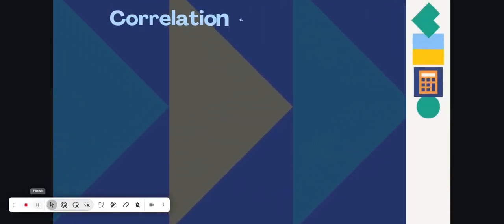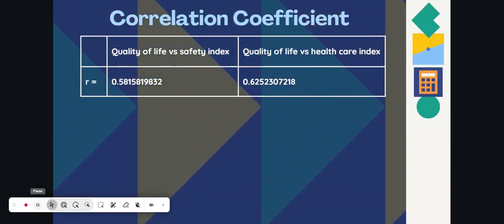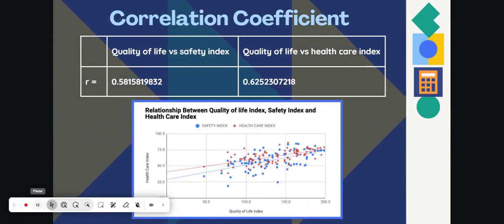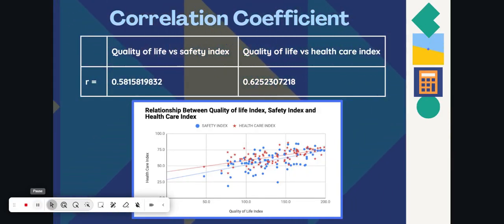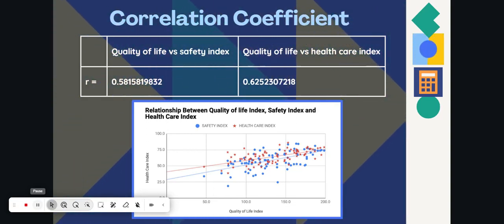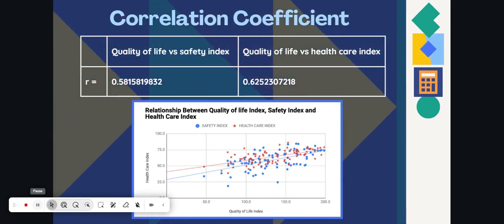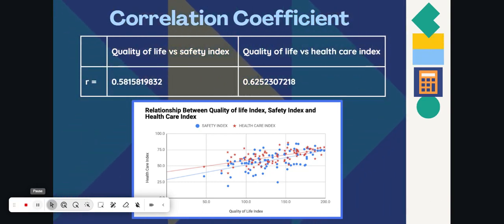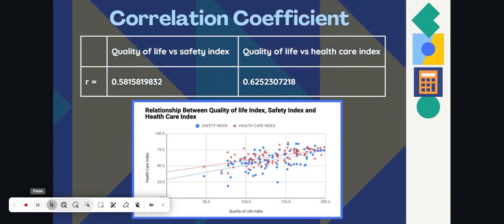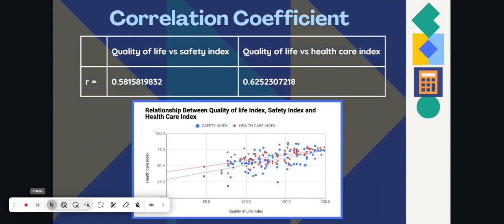Now for our correlation coefficient. Quality of life versus safety index has a correlation coefficient of 0.582 and can be described as moderately positive. This means that as the overall quality of life in a country improves, there is a corresponding improvement in the safety index, but the correlation is not extremely strong. This suggests that improvements in quality of life are often associated with enhancements in safety.